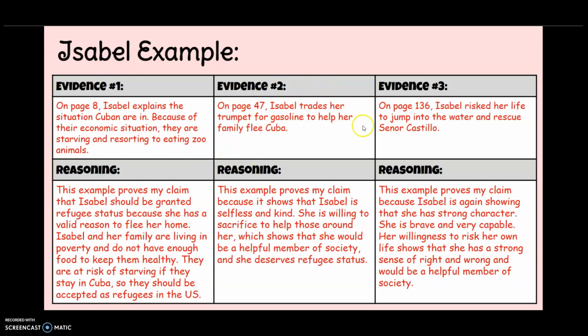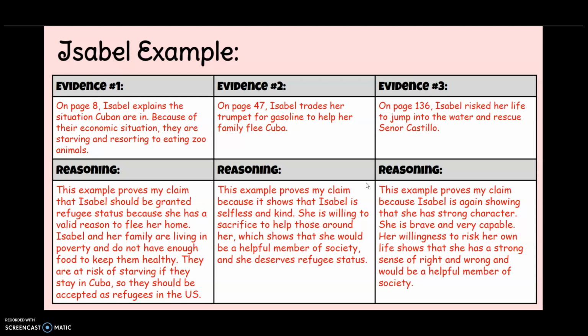The second piece of evidence says on page 47, Isabel trades her trumpet for gasoline to help her family flee Cuba. This example proves my claim because it shows that Isabel is selfless and kind. She is willing to sacrifice to help those around her, which shows that she would be a helpful member of society and she deserves refugee status.